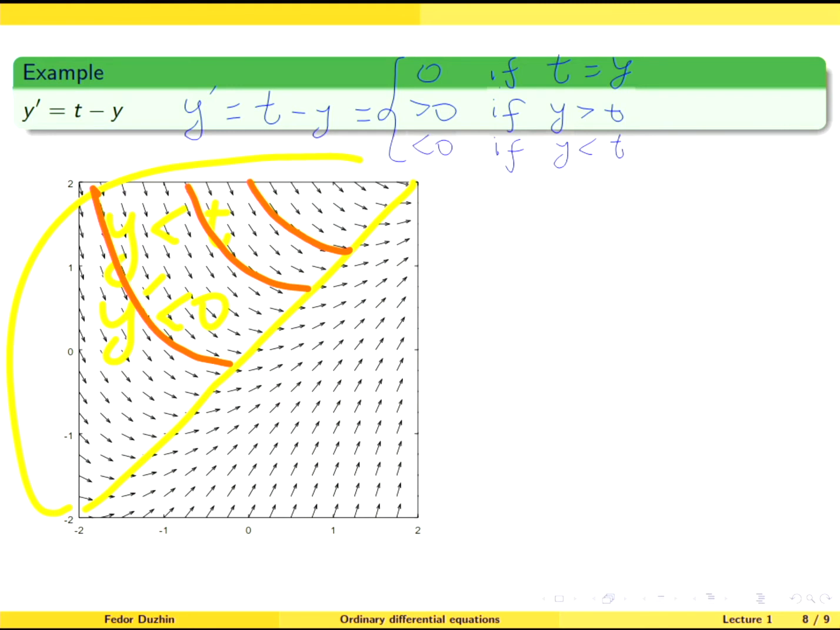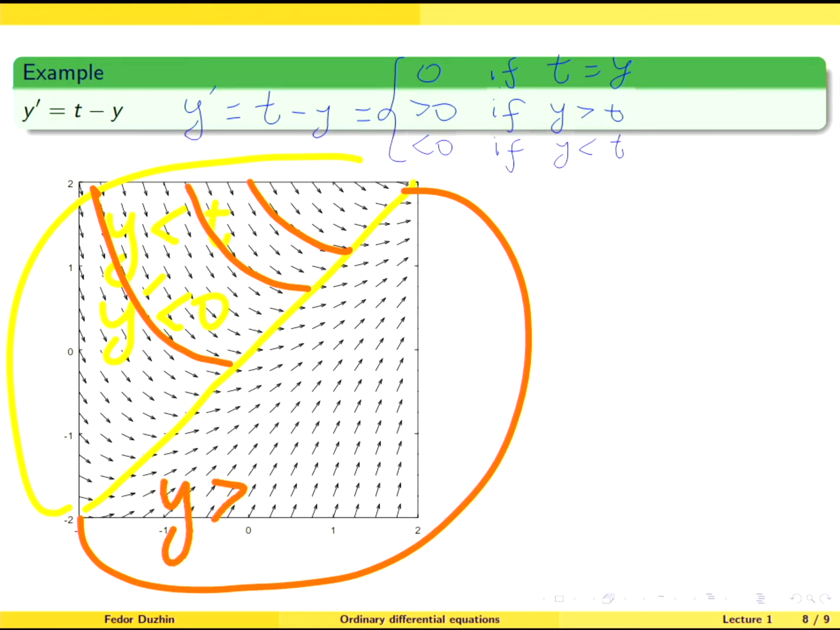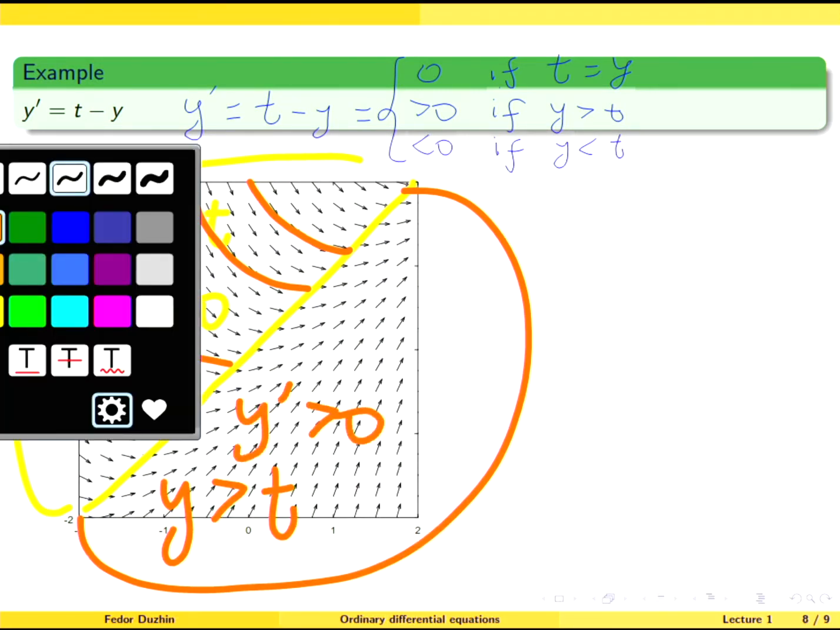But then in this area, we have the opposite picture. Right? So in this area, y is bigger than t. So y prime is positive. And here, all solutions are increasing.